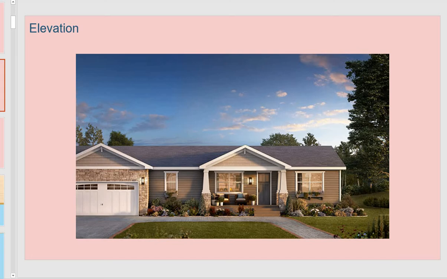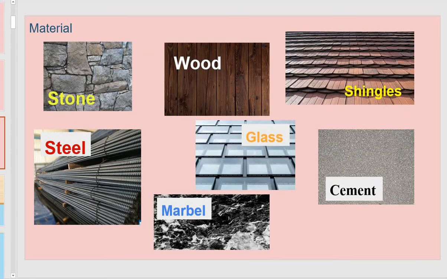Done. If you cannot draw the elevation, you can copy from Google. You can search any image that is close or similar to your floor plan, and you can develop the elevation. Okay. And finally, the material. So right now she wants to use stone, wood, shingle, cement, glass, steel, and marble for her house. So that's why I say share with me a minimum of 6 of them. So that's it, and that finishes one project.